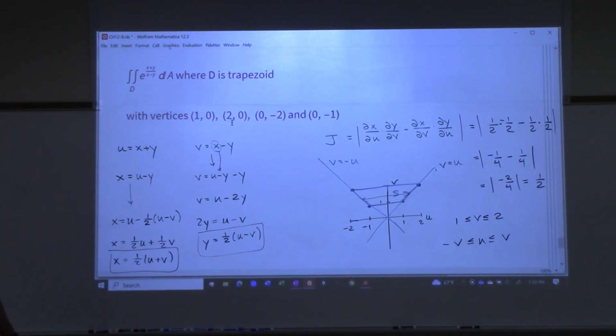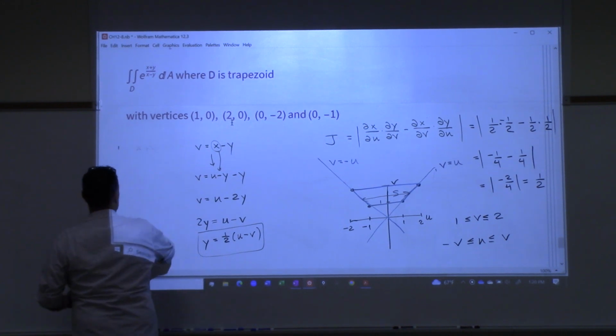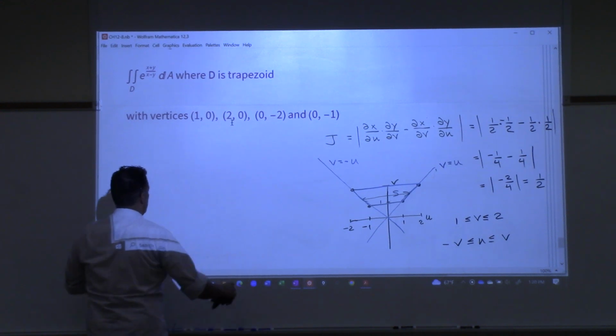So I've got my limits of integration. I've got my Jacobian. I think I'm ready to convert everything, all right? Yes? With our Jacobian being a constant like this, could we safely just put it out in front? You could pull it all the way out in front. Yep.